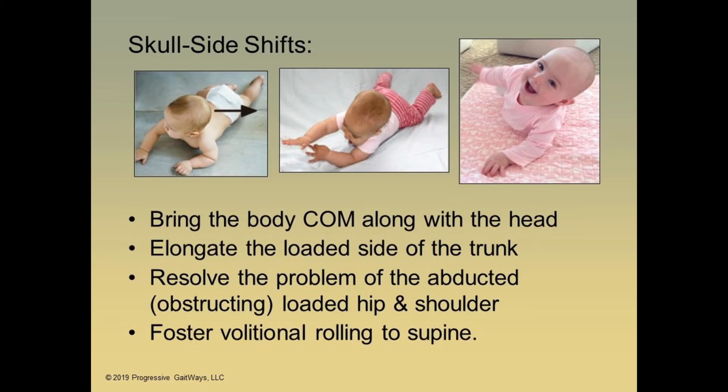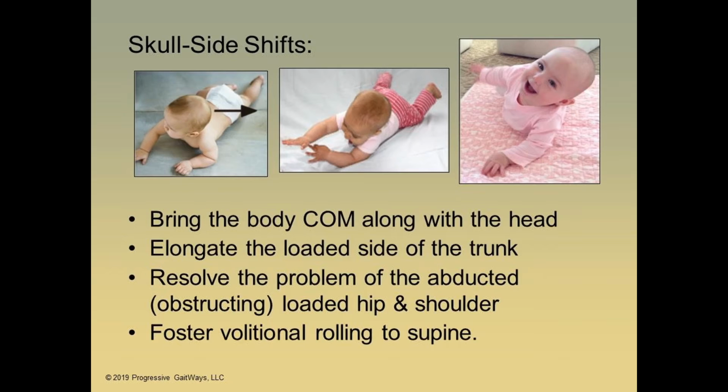If the shoulder's still abducted, the shift will be blocked. If the hip is still abducted, the shift will be blocked. So this moving the head and initiating the center of mass shift is basically nudging all of those blocks out of the way. And finally, it's going to foster volitional rolling to supine.